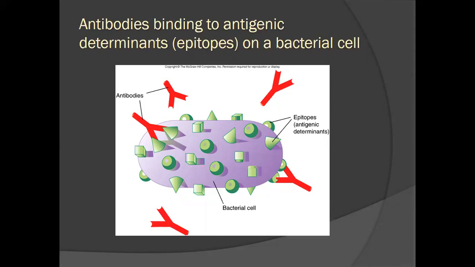Maybe for some reason it downregulates the cube or square epitope, but then you still have two other epitopes that it can go after. And so your body has multiple points of attack, which is really good for trying to eliminate a pathogen.